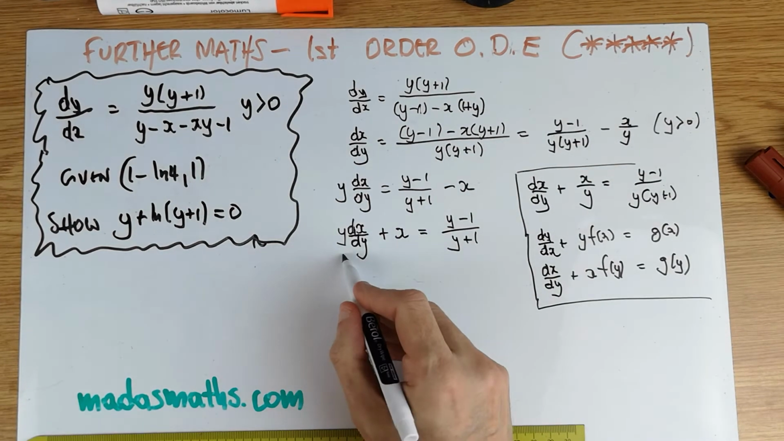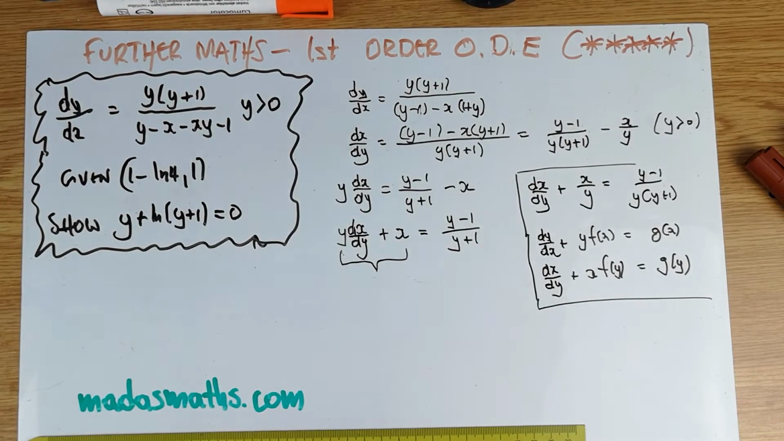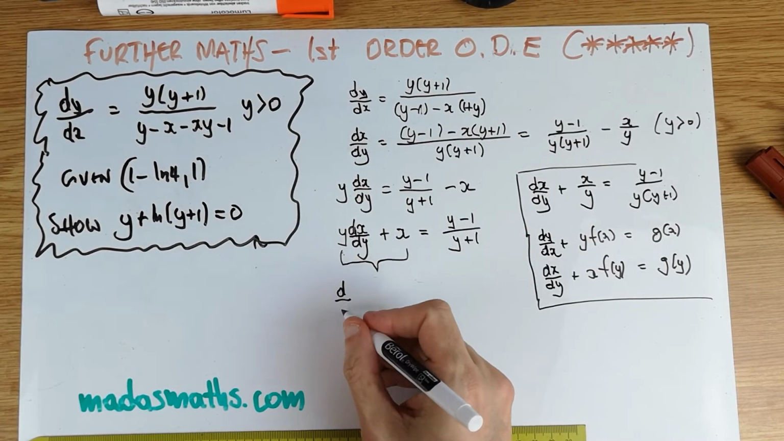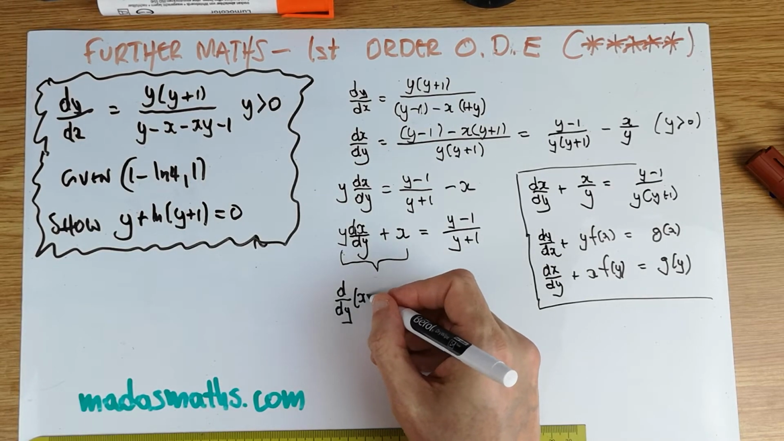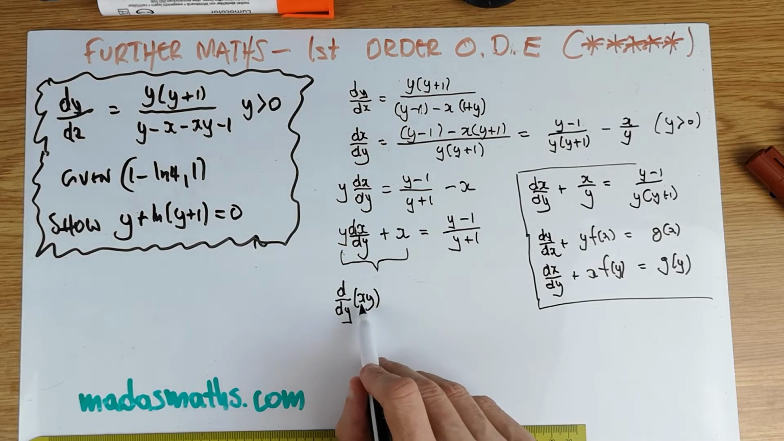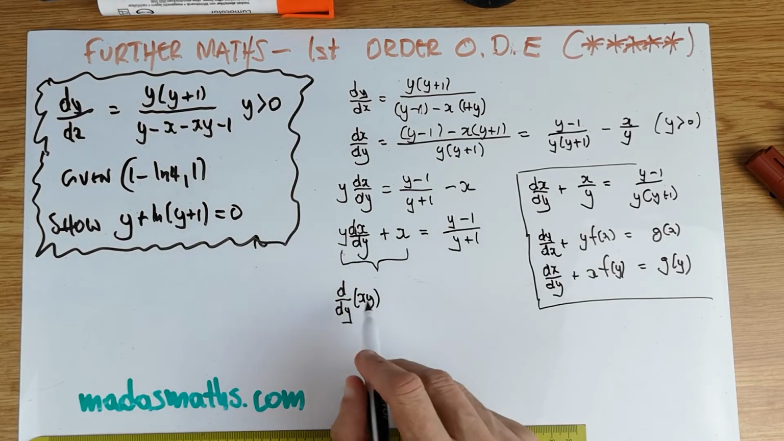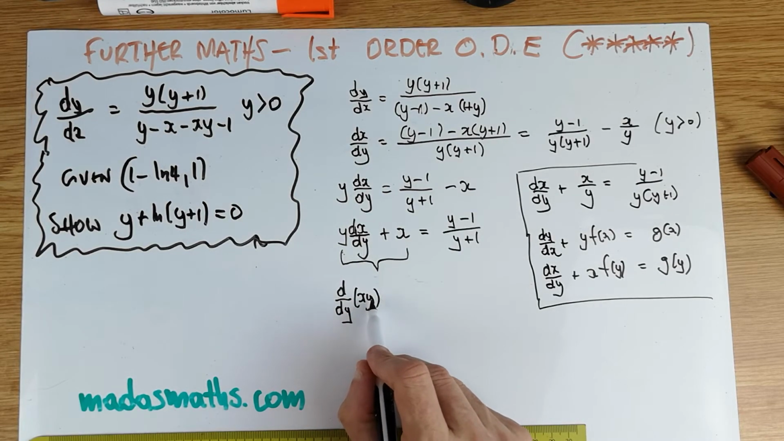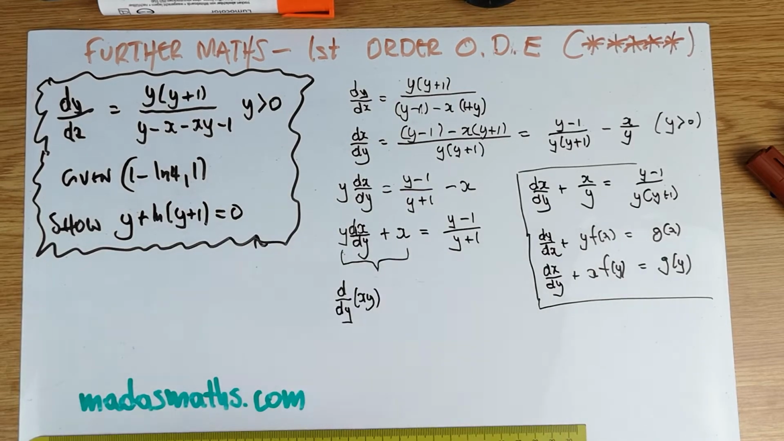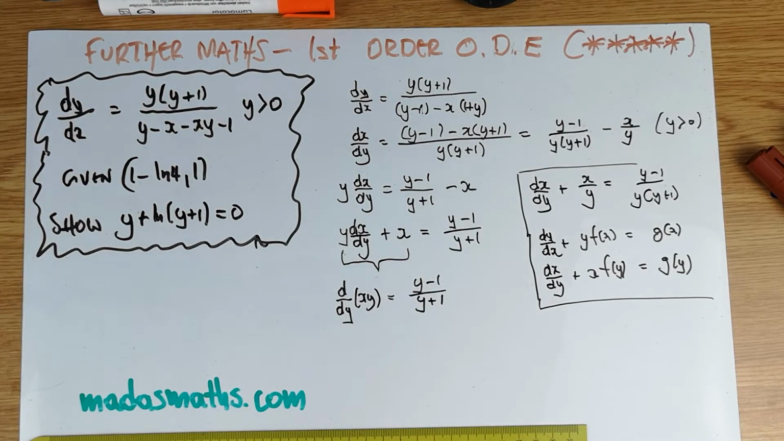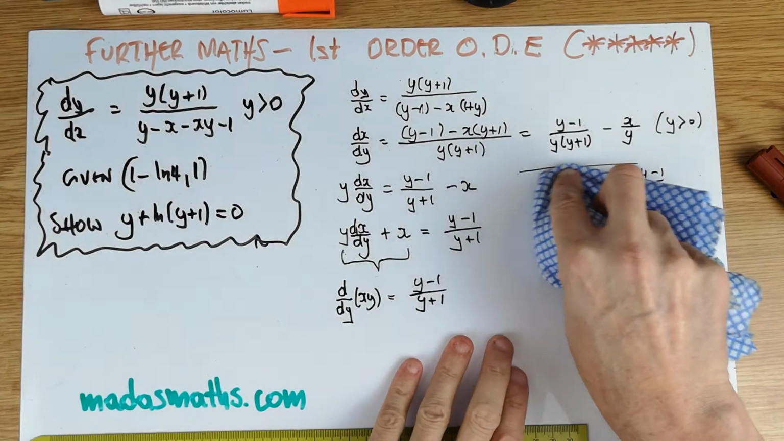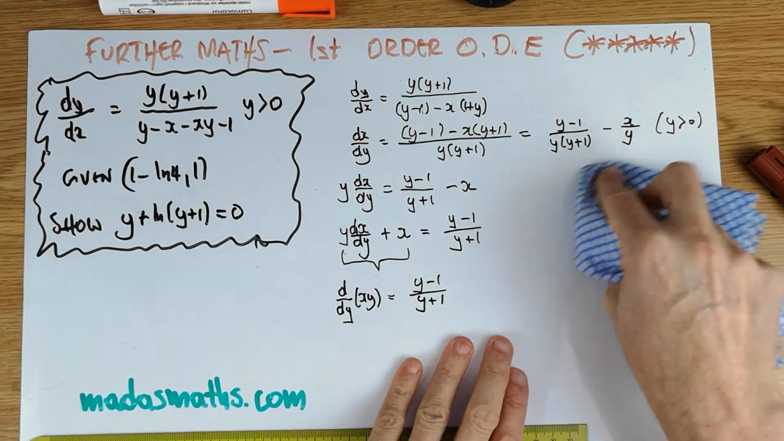If we look at this particular quantity, we should spot that this is an exact differential, d by dy of xy, because of course that will differentiate with respect to y: dx by dy times the y, which is this bit here, and then leave the first bit alone, which is x, differentiate the y with respect to y, which is 1, is equal to y minus 1 over y plus 1. If you didn't spot that, then we can actually do integrating factor. I'm going to just write it here on the side a little bit.